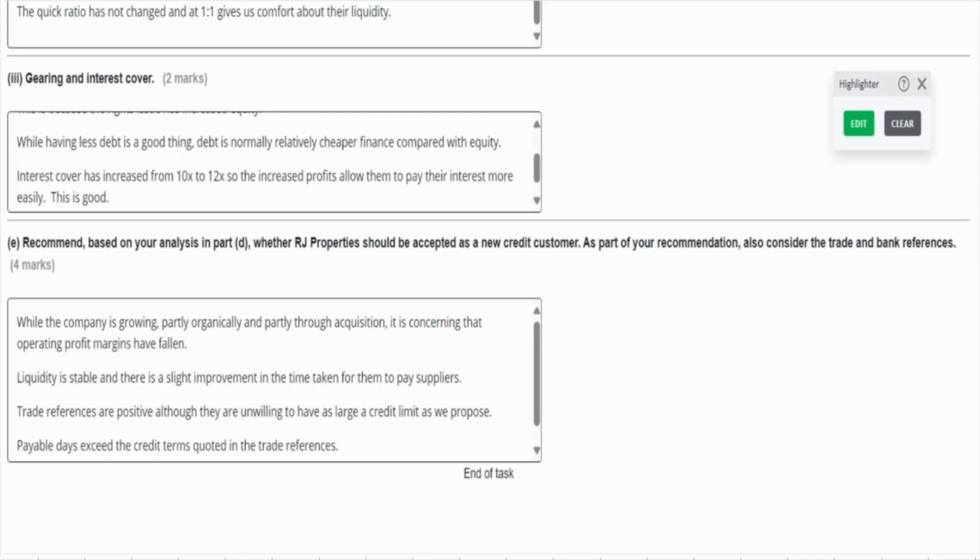But we're not given gross profit. So first of all, let's remind ourselves what would be the formula for the gross profit margin. It would be the gross profit divided by revenue. Well, we're provided with revenue, aren't we? That's given to us in the question.